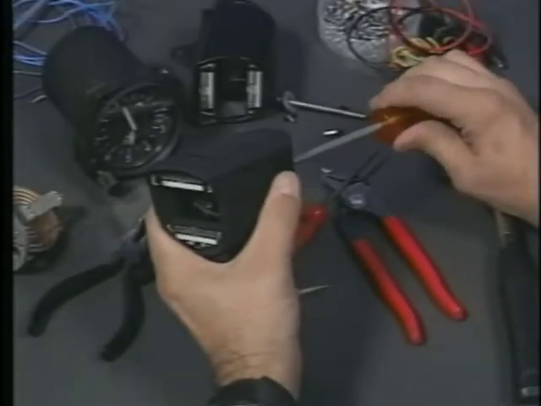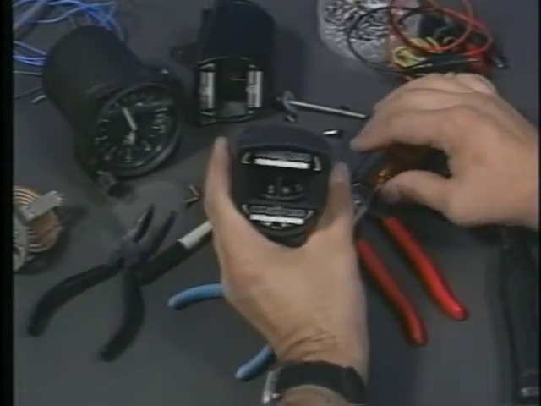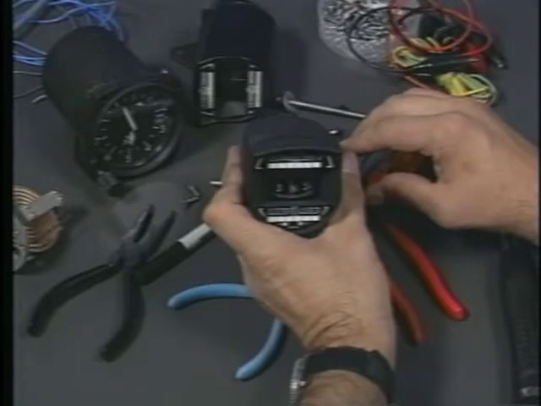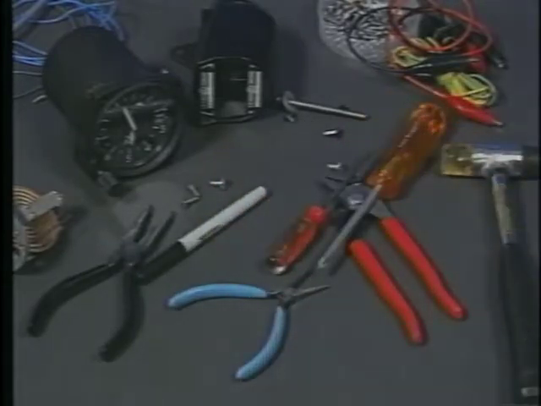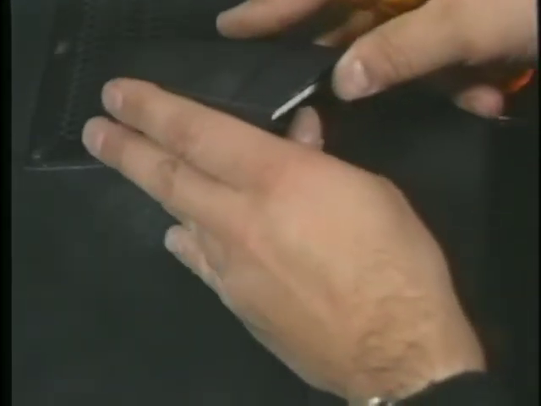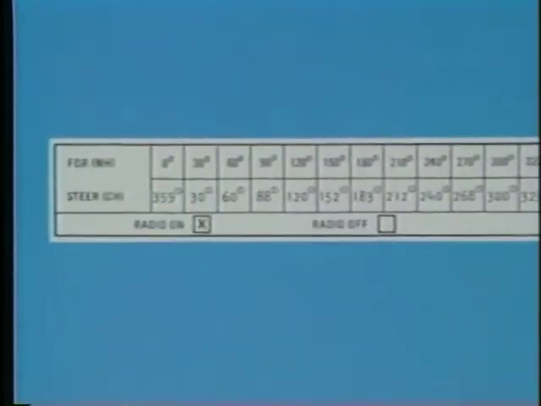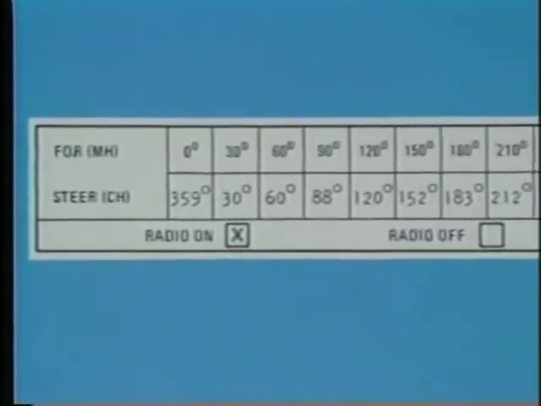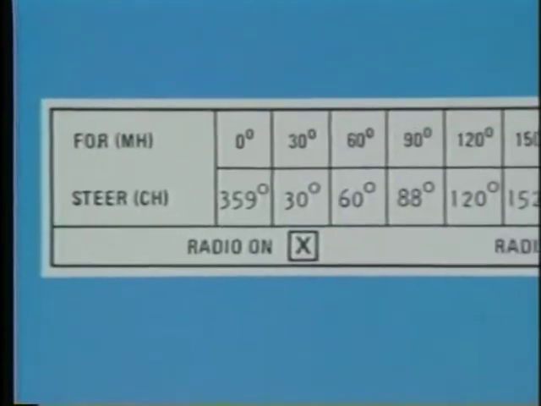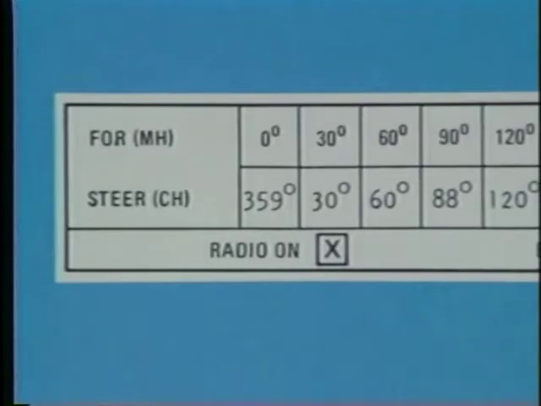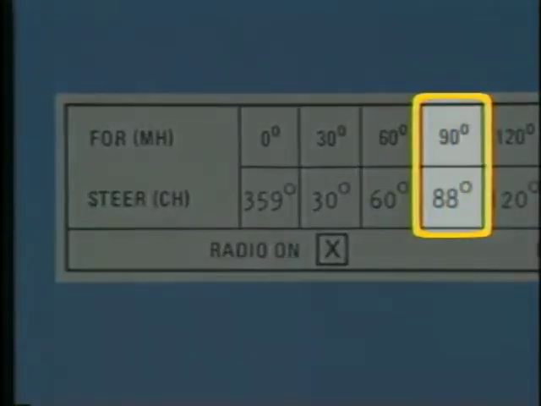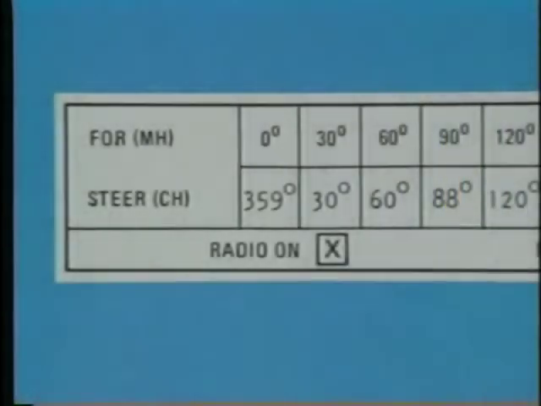For example, when a compass is mounted in an airplane, metals and electrical equipment produce local magnetic disturbances, resulting in a slight error in the indication. This error is called deviation. A correction card is mounted near the compass so you can correct for any deviation. For example, in this airplane, if you want to fly a magnetic heading of 090, you'll need to fly a compass heading of 088 degrees.